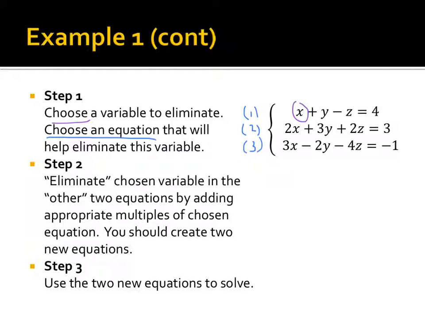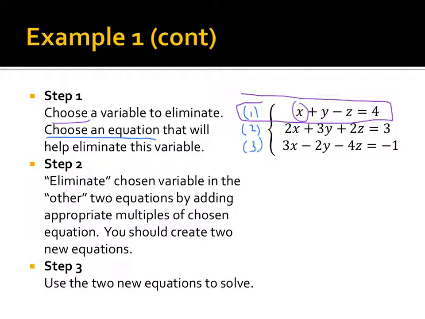So the one that I get to choose will actually be this first one. So I choose this equation. So that's how you start. Just choose a variable, choose an equation. Try to choose the x, and then try to choose the first equation usually. Well, choose not the first equation, but the equation that has the least number of coefficients.